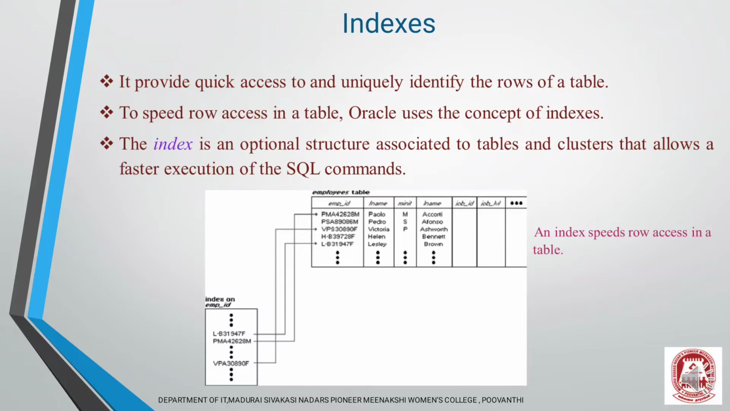We have a table, the employee table. There is a separate table, the index table, with the employee ID. So the unique field is taken as the index key in that index field. If we want to search for a particular record in the employee table, I can give the SQL command. The SQL command first goes directly to that index table, then it fetches the content from the employee table. So this is the way the index gives the result in a faster manner.